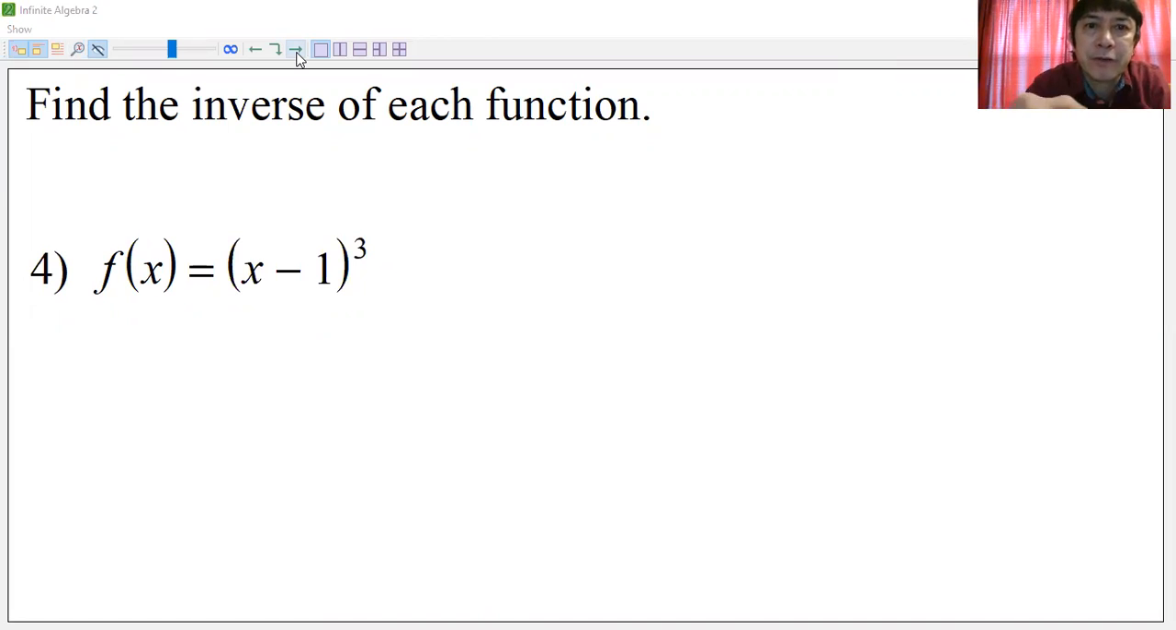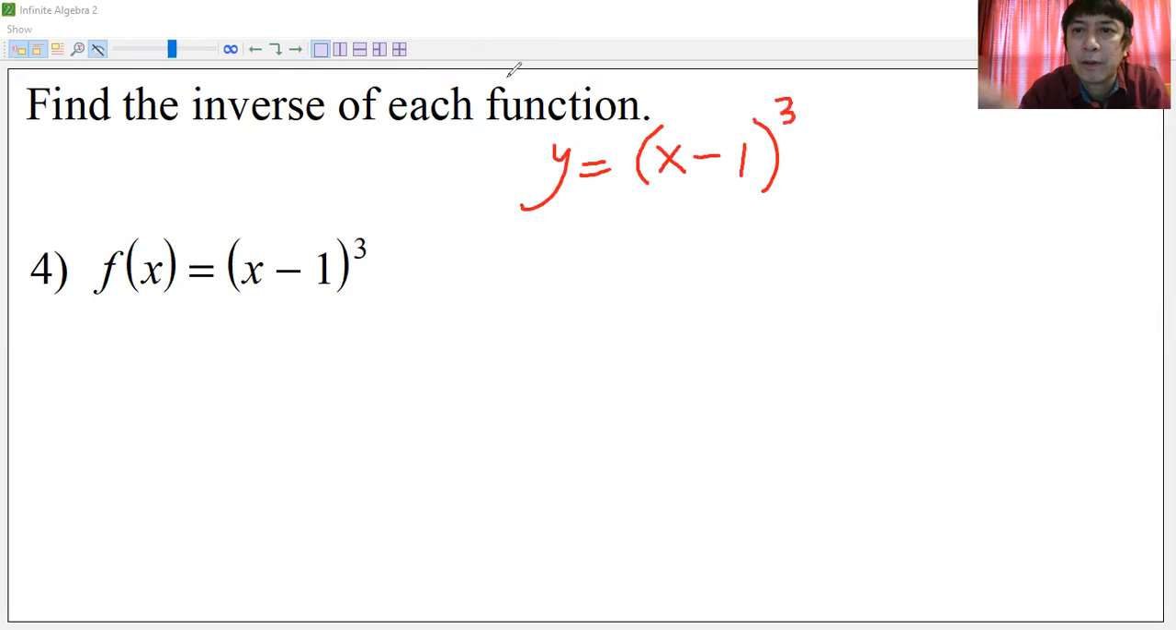So let's have the first step. Making the f function y first, and then the rest the same, like that. This is just rewrite. The actual first step is swap the letters. So this is x, and the inside letter becomes y. And then this is raised to 3. And then solve for y.